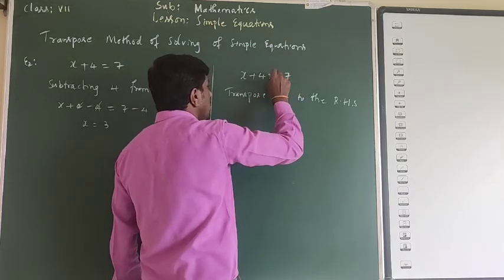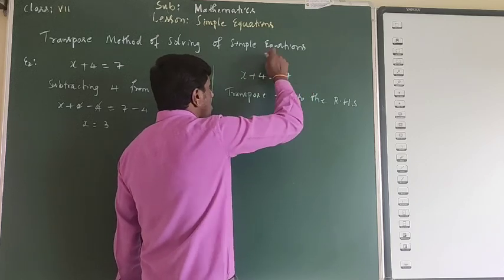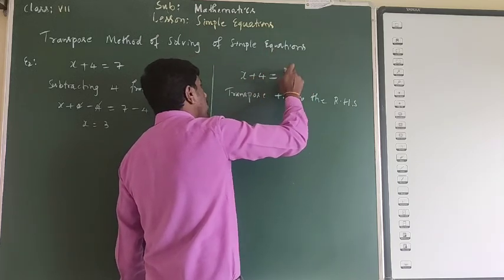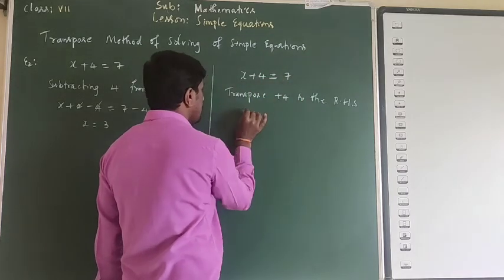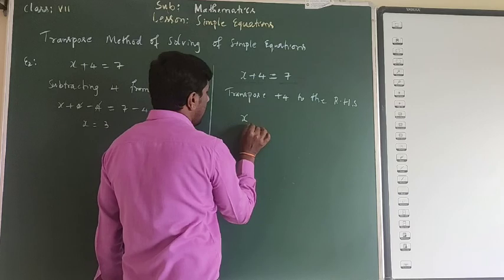It has to cross the equal. So if it has to cross the equal, the sign of the value is going to change. Here it is plus 4. If I transpose to the other side, it will become minus 4, like this.